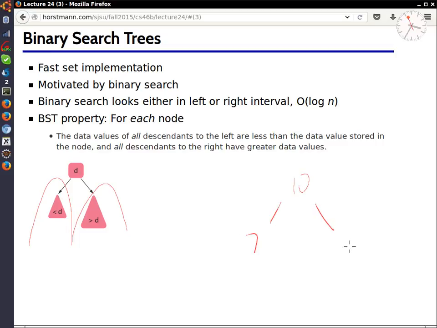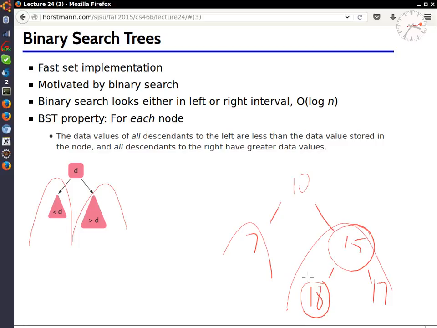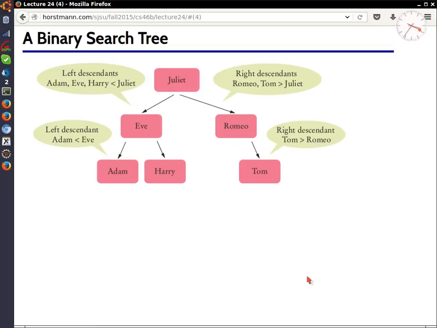You have, something like 7 here, and then you have 15 and 18 and 17 here. But wait, it's not just for the root. See, the root here, this one is smaller, and these ones are all larger. But it has to hold for every subtree, and you see the tree here violates the property because the 18 is larger than the 15. So all the nodes have to have this property. Then it's a binary search tree.